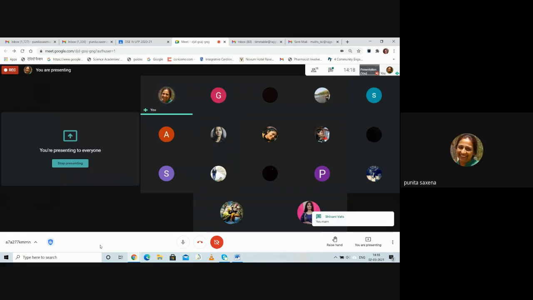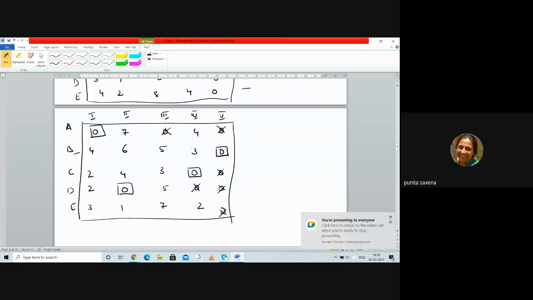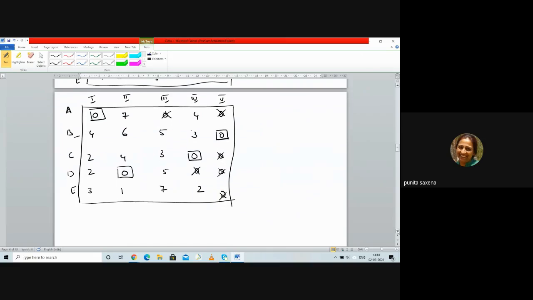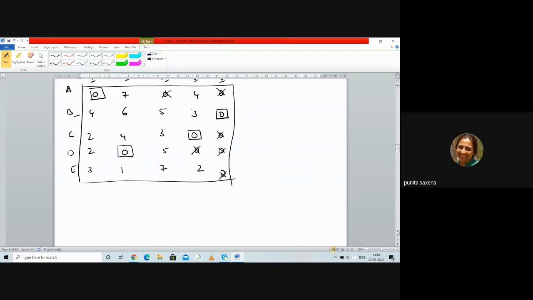Now, we have to check whether we have reached optimality or not. So that becomes your step number 4. We have just performed 3 steps till now. So your step number 4 is basically your optimality criteria. Okay, so I'm writing that as step 4, which is your optimality criteria. Now, in this case, what we'll do is we'll count the assignments that we have made.